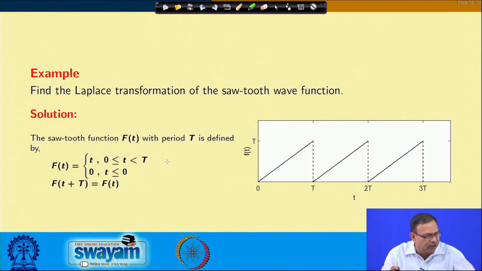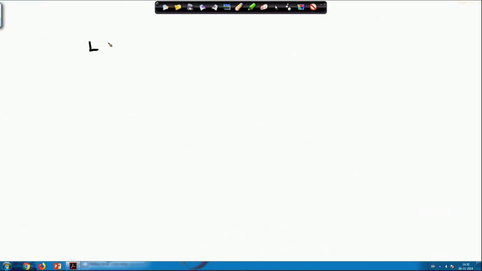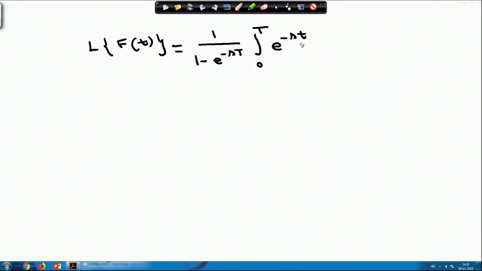Next, how do we find the Laplace transform of this sawtooth wave function? Since it is a periodic function with period capital T, we can write 1 over 1 minus e power minus sT, into the integral from 0 to T of e power minus s t into t dt. So, effectively I only have to evaluate the integral, nothing else. Using the earlier theorem, the Laplace transform of f(t) is 1 by 1 minus e power minus s T, because capital T is the period of the function, times the integral from 0 to T of e power minus s t into t dt.